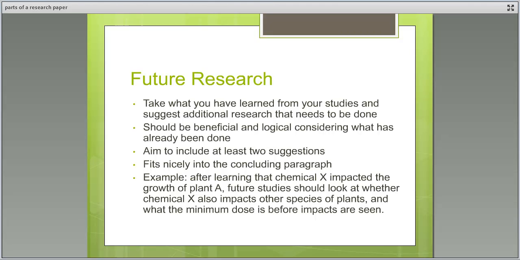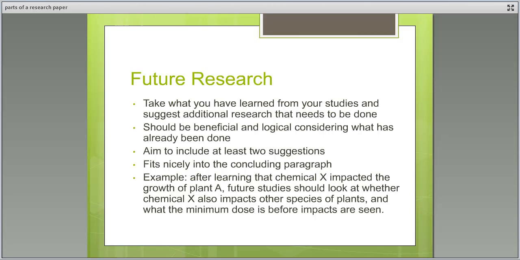You can repeat your sources found in their papers and suggest some ideas for future research based off of what they found, and then kind of relate it all back to your hypothesis at the end. So the concluding paragraph is a good place for that.